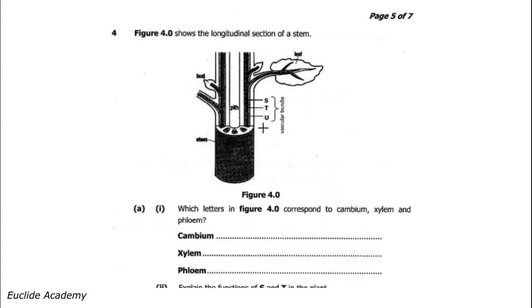So name the malaria causing pathogen, that is Plasmodium. Define pathogen. Okay, we did that. So we can go to the next question. Figure 4.0 shows the longitudinal section of a stem. So this is the longitudinal section of a stem, and we've got the bud here and the stem, and we've got STU, which is the vascular bundle, and the leaf.